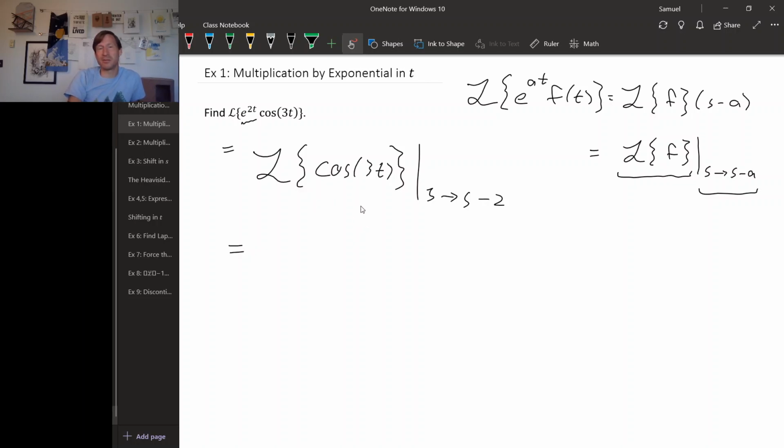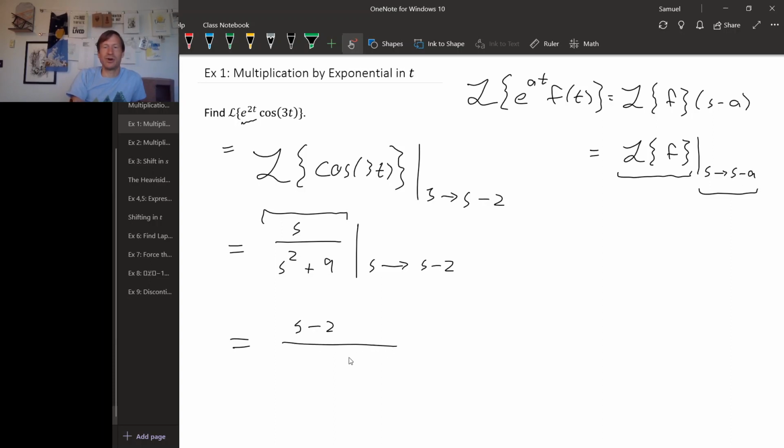Okay. And now we can find the Laplace transform of cosine 3t. Fortunately, we know the Laplace transform of cosine 3t. That's one that we worked out before. It's s over s squared plus 3 squared, so 9. But then remember, after we're done, we have to replace s with s minus 2. We've finished calculating the Laplace transform, so now we can do the substitution, or the shift. We get s minus 2 over s minus 2 squared plus 9.